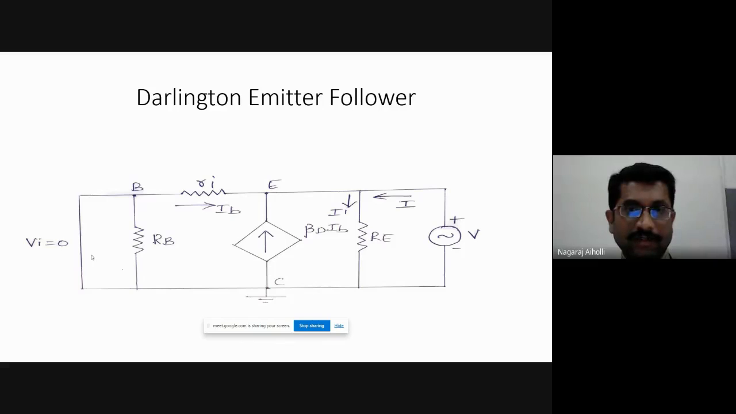0. Exactly. Short circuit means resistance is 0. Open circuit means resistance is infinite. Therefore, resistance is 0 here.